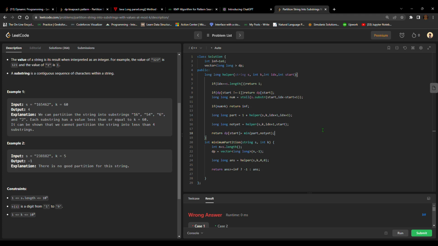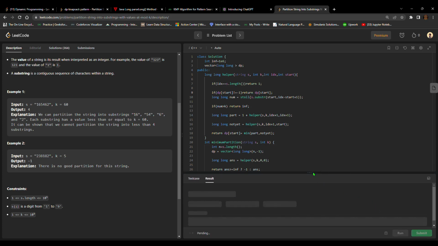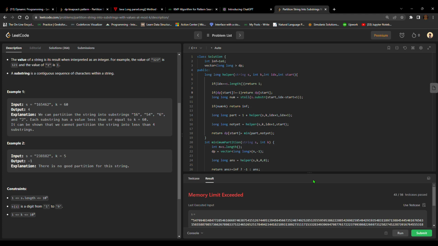Okay, if idx is equal to s dot length, if dp at, oh, this is it. Yes, that is not equal to -1. Okay, I think this is it. I think that was the error. Yeah, accepted. And I think this is also a memory limit exceeded error, because this is not the most optimized solution.